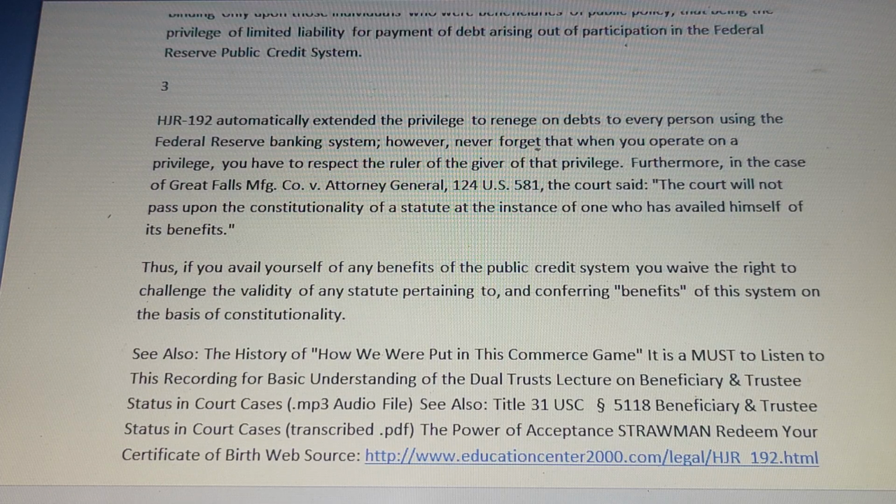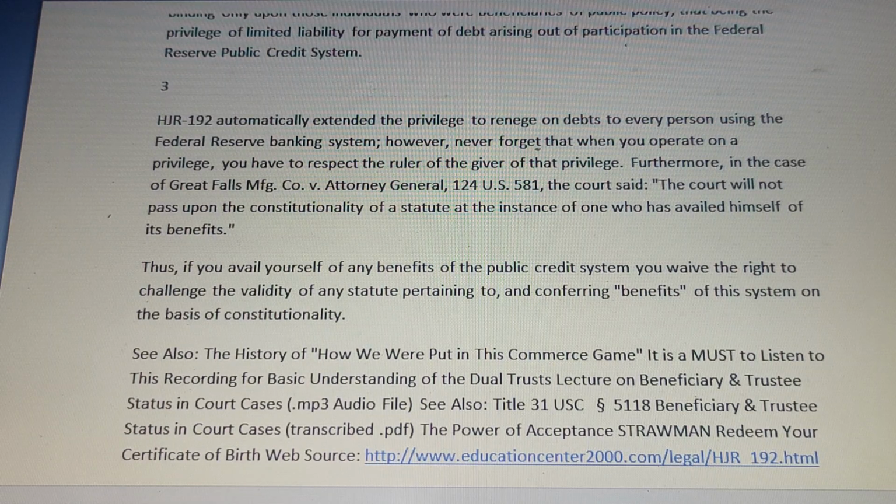Furthermore, in the case of Great Falls Manufacturing Company versus Attorney General, 124 U.S. 581, the court said the court will not pass upon the constitutionality of a statute at the instance of one who has availed himself of its benefits. Thus, if you avail yourself of any benefits of the public credit system, you waive the right to challenge the validity of any statute pertaining to and conferring benefits of this system on the basis of constitutionality.